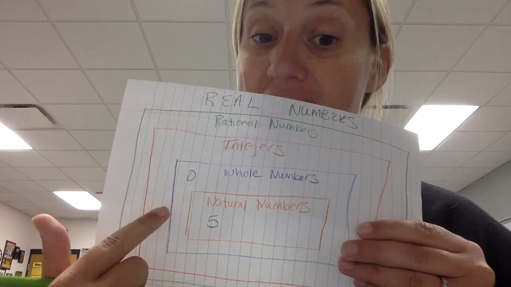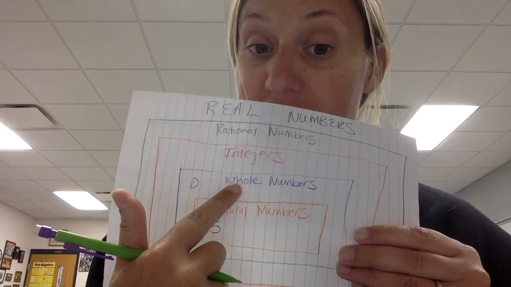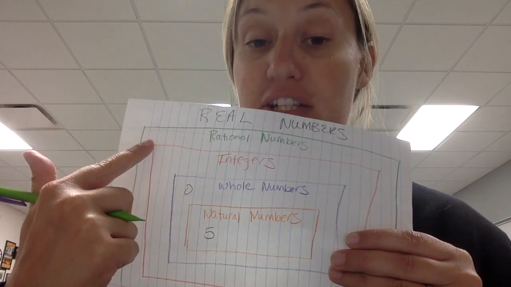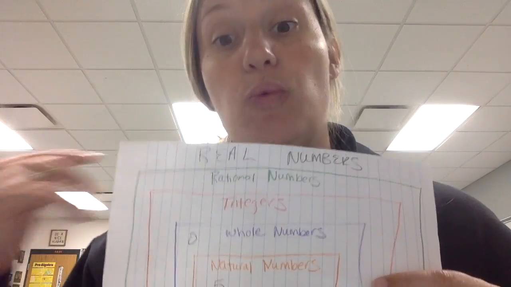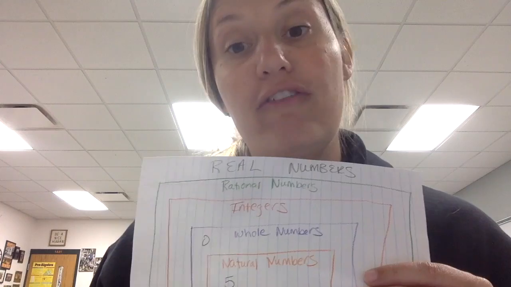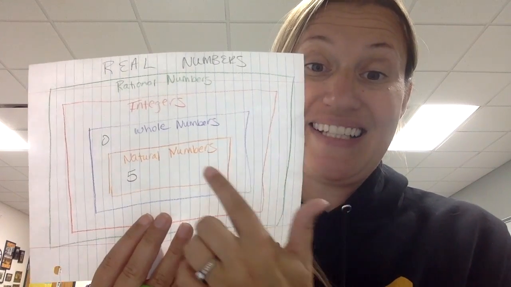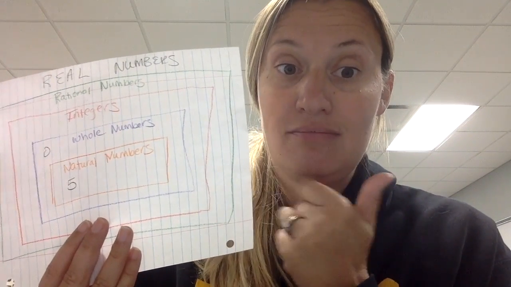So it is not in the natural box. It's not a natural number. It is in the whole number box. So it's a whole number, which means it is also an integer. It is also rational, and it is also real. It would fit in all 4 of those number systems. Okay? 0 is the only number that will be in the whole box that's not in the natural box.